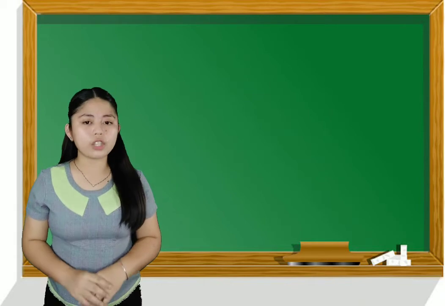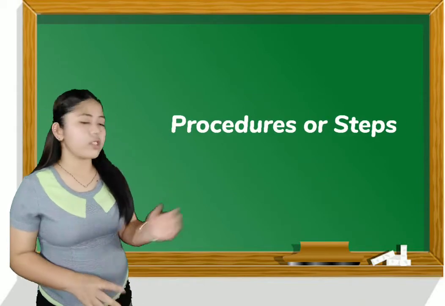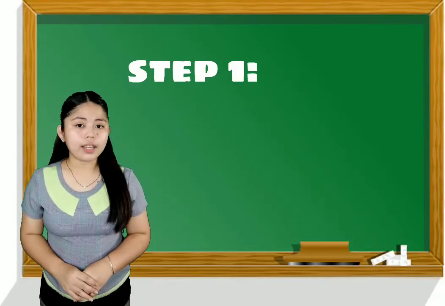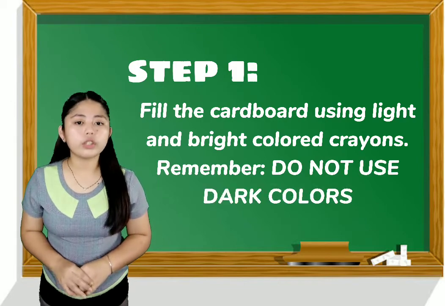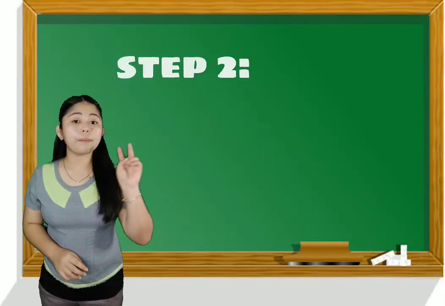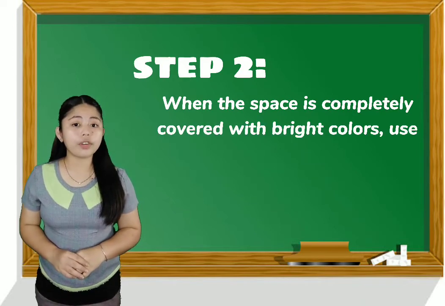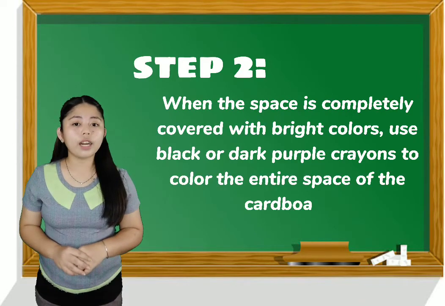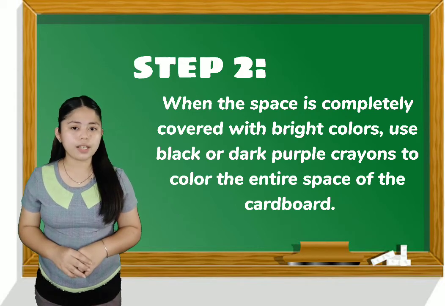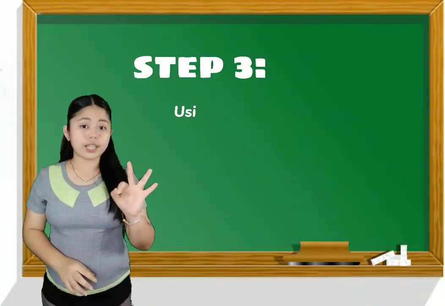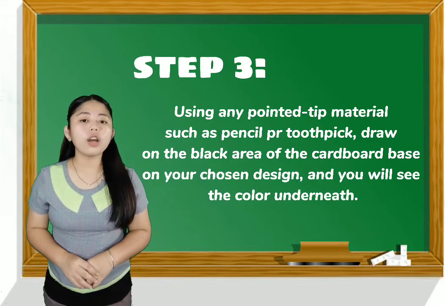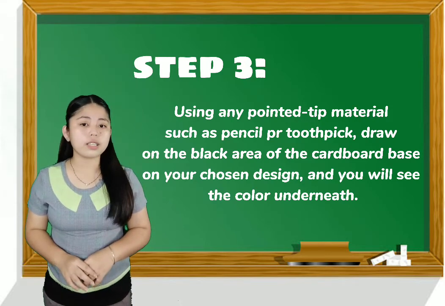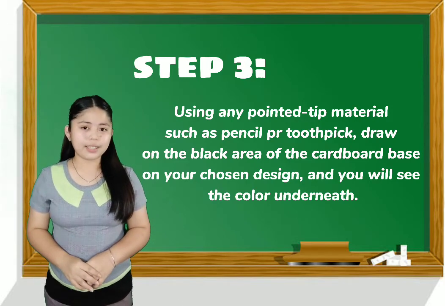Okay, very good. So class, in doing crayon etching, you must follow these procedures or steps. Step 1. Fill the cardboard using light and bright colored crayons. Remember, do not use dark colors. Step 2. When the space is completely covered with bright colors, use black or dark purple crayons to color the entire space of the cardboard. Step 3. Using any pointed tip materials such as a pencil or toothpick, draw on the black area of the cardboard based on your chosen design and you will see the color underneath.